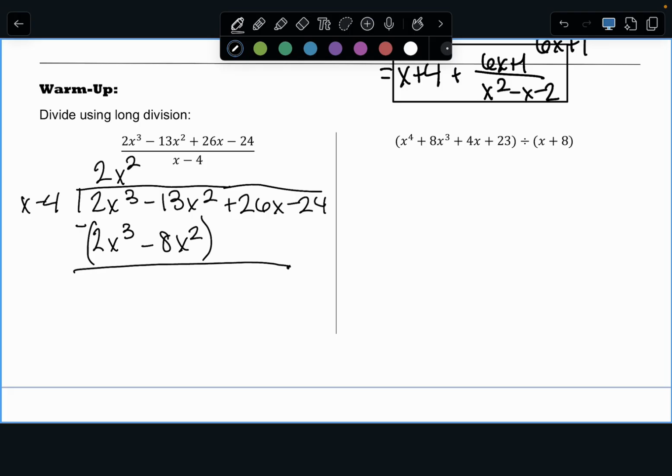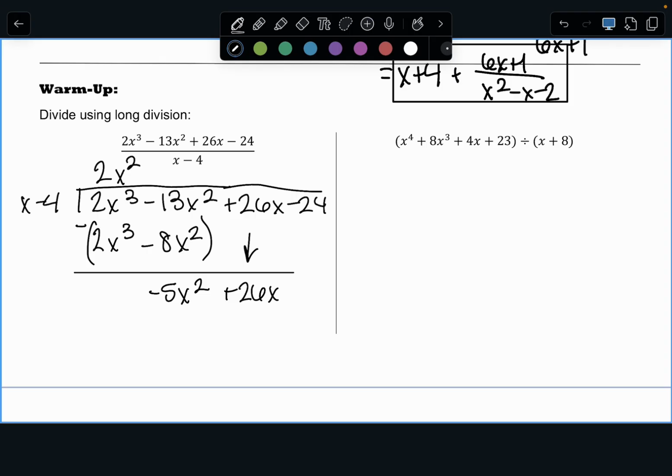And then we subtract, and we're going to be really careful for double negatives. These cancel. This is negative 13x squared minus negative 8x squared. Negative 5. Or no, yeah, negative 5x squared. Negative 13 plus 8x squared, so negative 5x squared. We finished round 1. We drag it down. We reset. We start round 2.